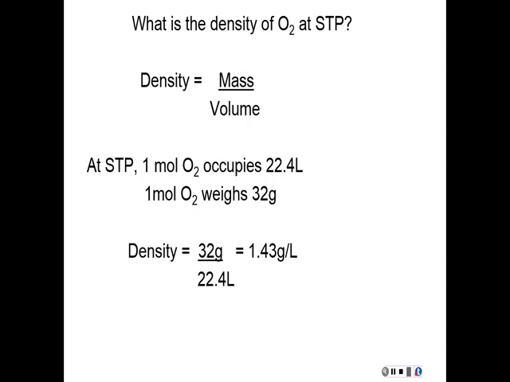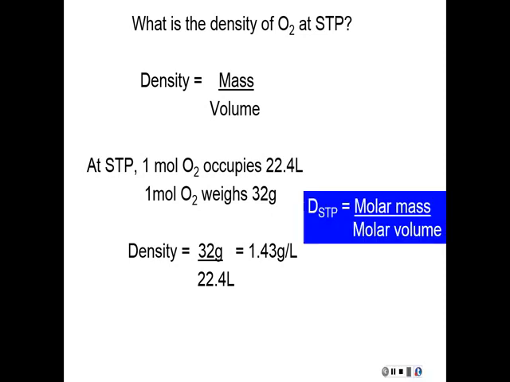So we can find the density of any gas at all at STP. All we have to do is have its formula and a list of its atomic masses. Works out pretty easy. So here's our little formula then. D at STP equals molar mass divided by molar volume.